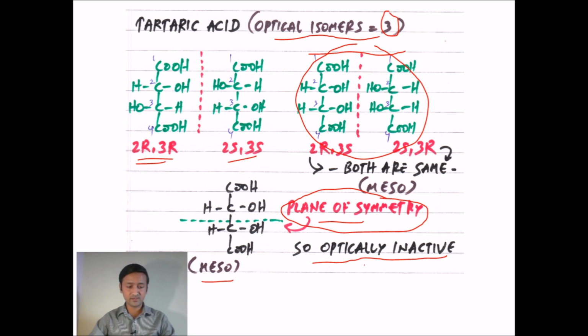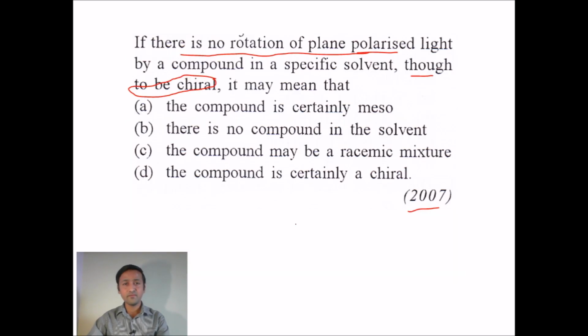So that's one reason that can be taken for explaining this question. You can see the options given here. It's very clear now, it has to be meso, right? The compound is certainly a meso compound. That's the reason why it won't rotate plane polarized light, despite having chiral carbon atoms. The right answer for this question is option A. Okay, next one now.